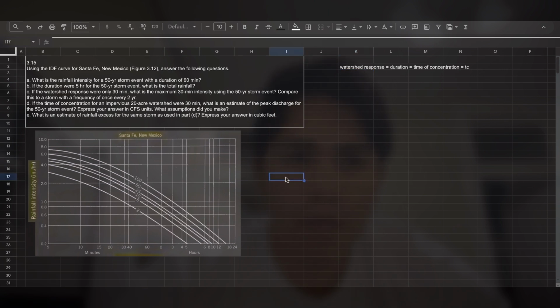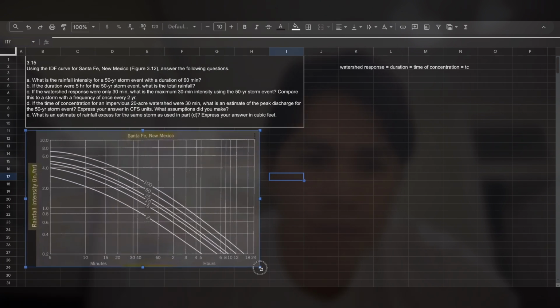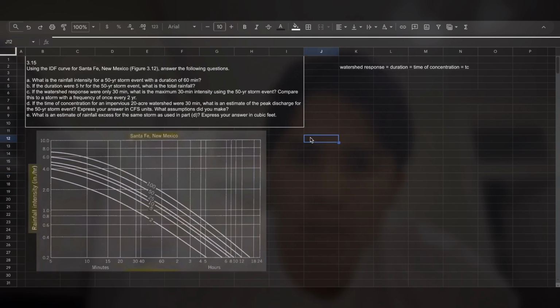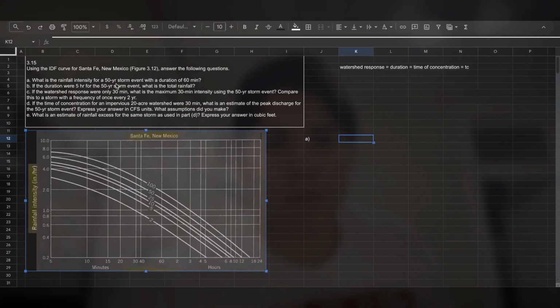Now let's move to the last problem of this video, which is just about following the IDF curve. So let's start. Part A says, using the IDF curve for Santa Fe, New Mexico, this one right here, answer the following questions. What is the rainfall intensity for a 50-year storm event with a duration of 60 minutes? So we got 60 minutes here, and we go all the way up to the 50-year storm. The rainfall intensity will be about half between these two, 1.5 inches per hour.